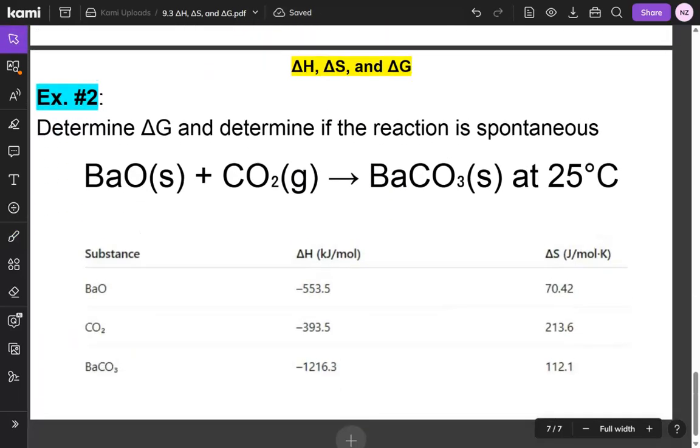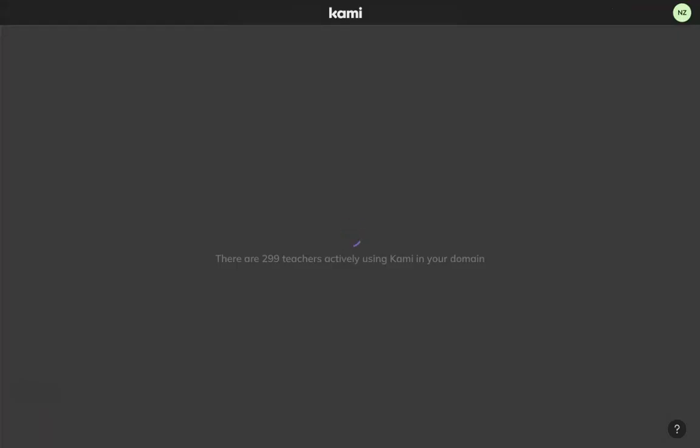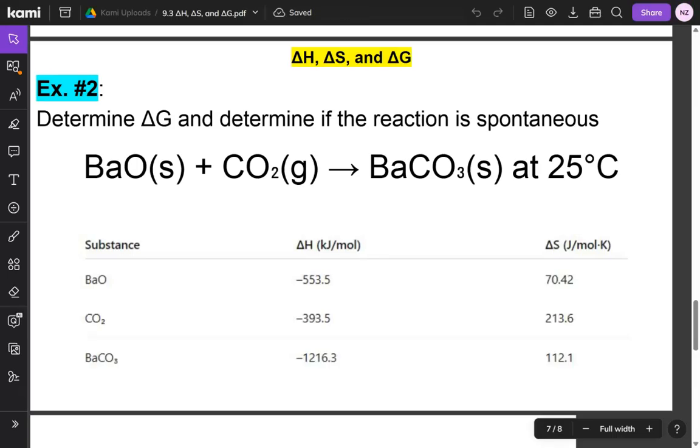All right, so let's do an example where we're going to have to do all of this to figure out our Gibbs free energy. We're given an equation and a table of values. We have our delta H values and our delta S, or our entropy values. We're going to need to calculate delta H using the values from the table. We'll need to calculate delta S using the values from the table. We're going to need to convert our temperature to Kelvin, and then we'll need to plug everything in.